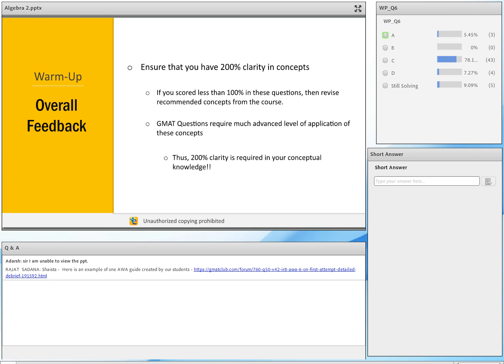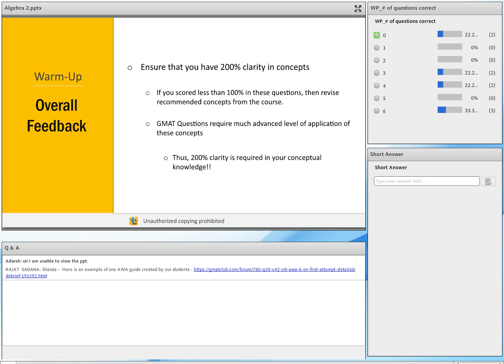In fact, let me ask you this question. Let's figure out how many questions you got correct. Select the number of questions that you got correct. For those of you who got all 6 questions correct, you have very solid conceptual understanding. Granted, you got the questions correct not by fluke but by applying the right principles. But for those of you who got fewer than 6 questions correct, there is some conceptual gap.